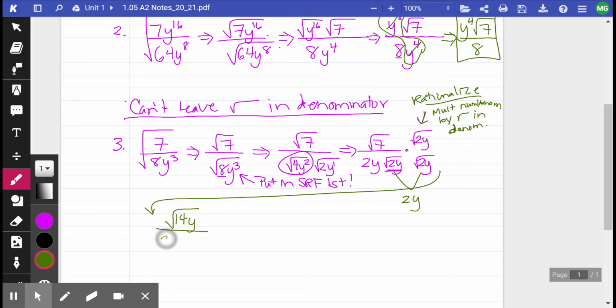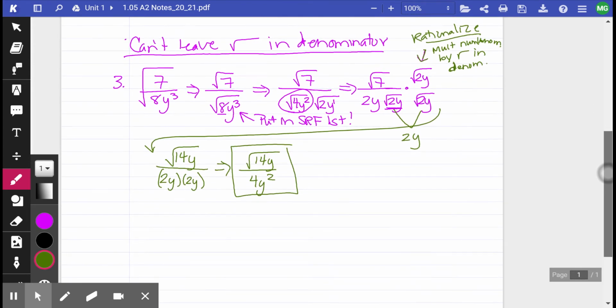So I have 2y times 2y, which would give me 4y squared. So I have the square root of 14y over 4y squared. The top is in simplest radical form. There's nothing to reduce the bottom with, so we are done with number 3.